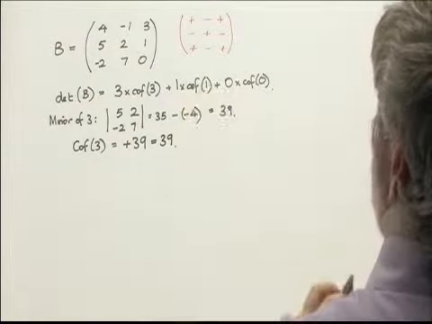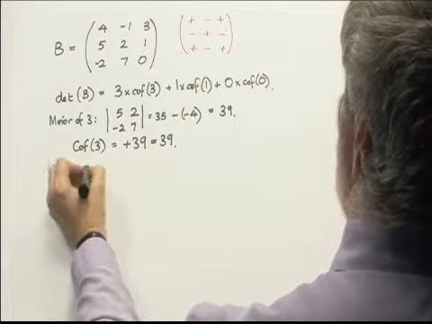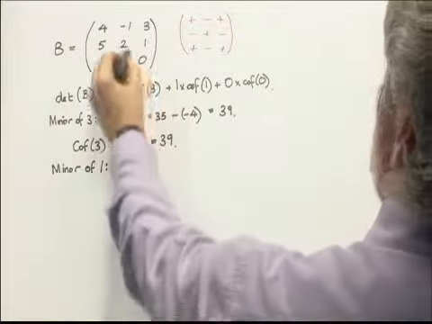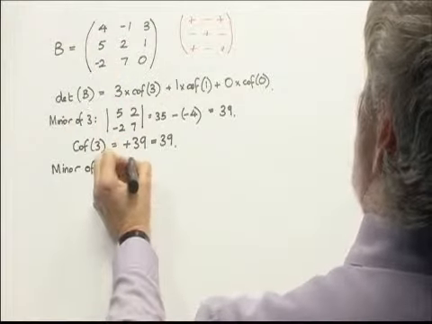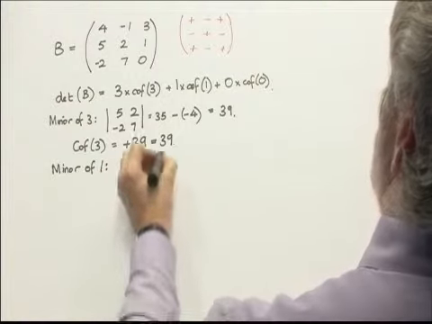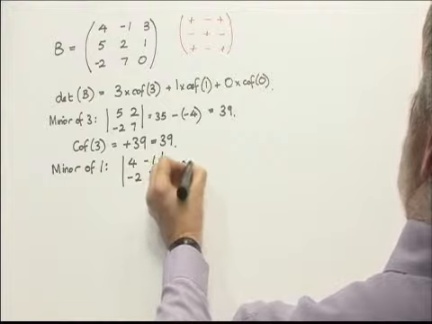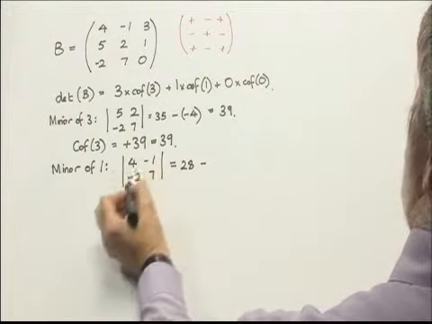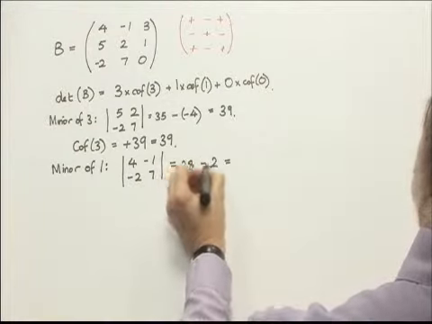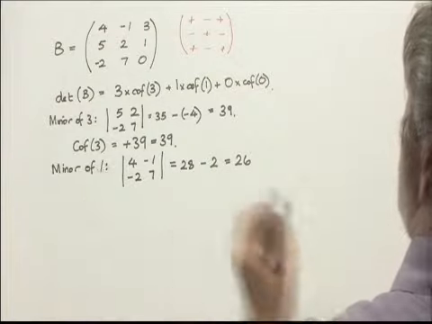To find the cofactor of 1, we start by finding the minor of 1. So the 1's here, so we're crossing out the third row and the second column. So we're left with 4, minus 1, minus 2, 7. Find the determinant of that. 4 times 7 is 28. Take away minus 1 times minus 2. So that's plus 2, so we're taking away 2. So 28 take away 2 is 26. So that's the minor of 1.